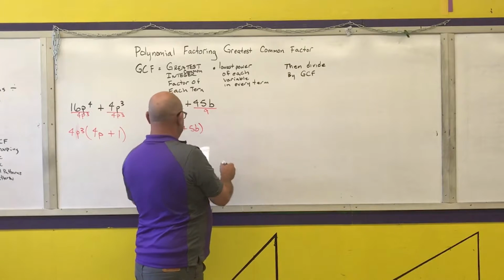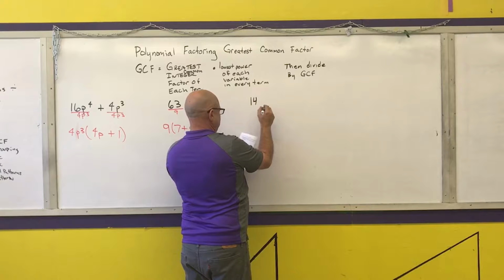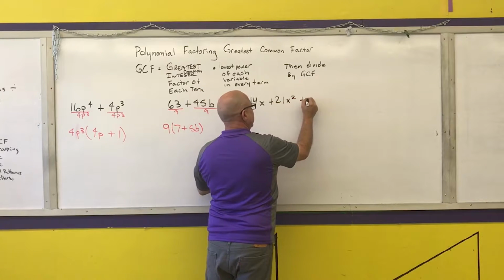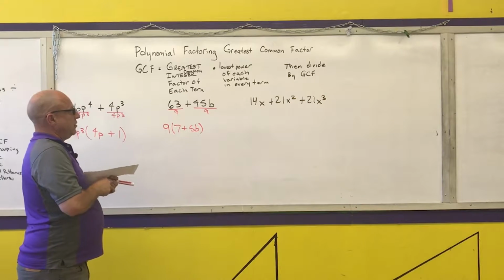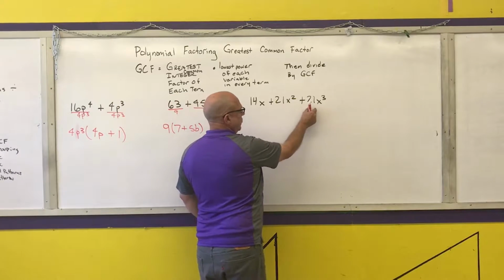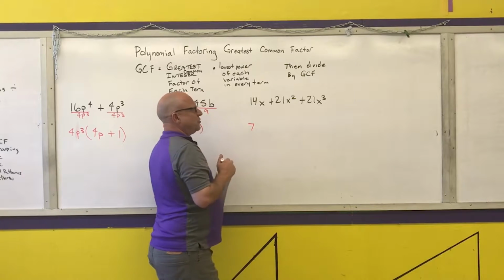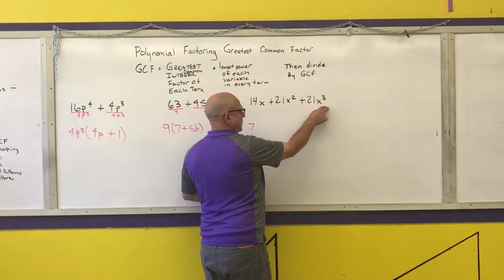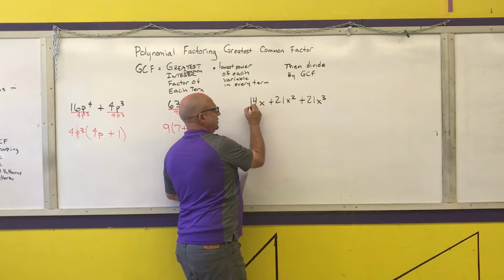Not only can I do it with binomials, I can do it with trinomials. 14x plus 21x squared plus 21x cubed. Step one, find the biggest integer factor that goes into 14, 21, and 21, and that would be 7. Write the lowest power of every variable that appears in every term. I have x's in every term. The lowest power is 1. Then do the division by the GCF.